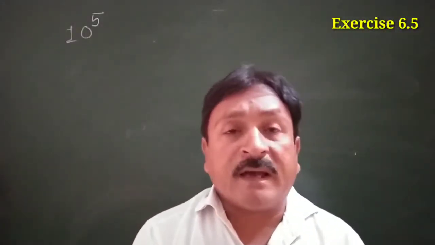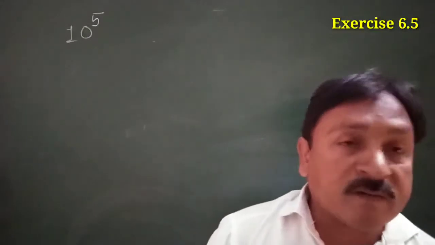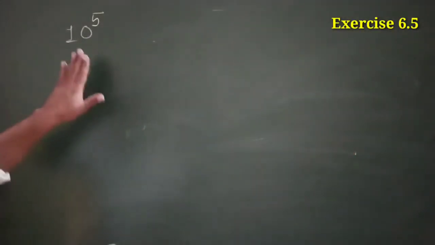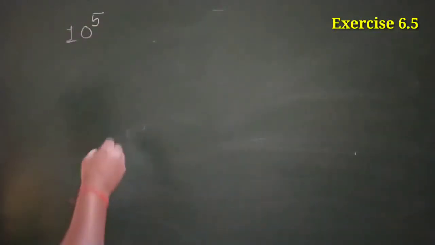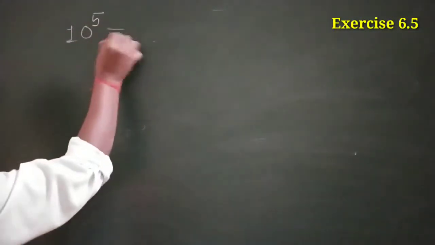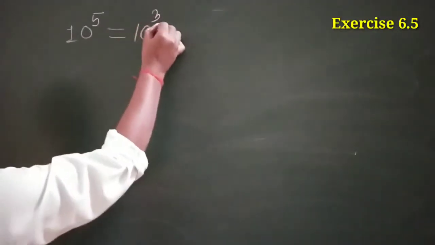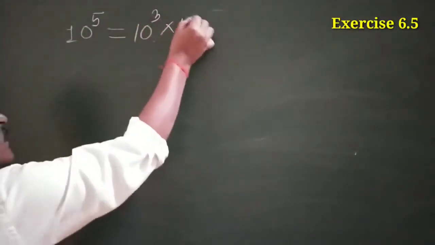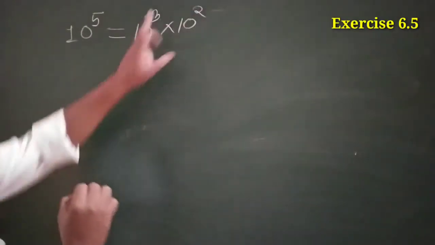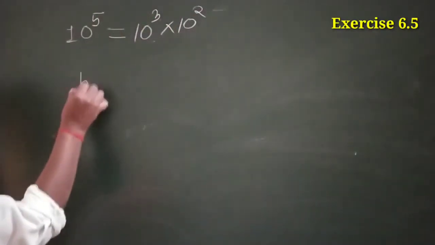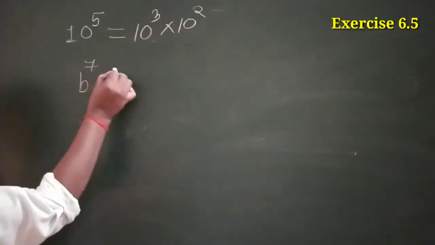Today we will start exercise 6.5, but before that you must understand the concept, okay? One very small thing, suppose it is written 10 raised to the power 5. If I want to break it, if I want 10 cube, I can write it like this: 10 raised to the power 3 into 10 raised to the power 2. 3 plus 2, 5.